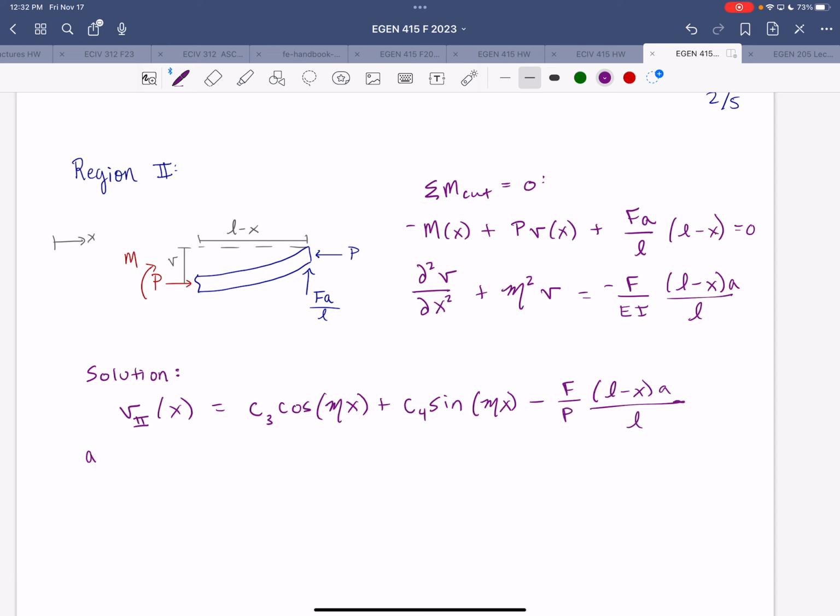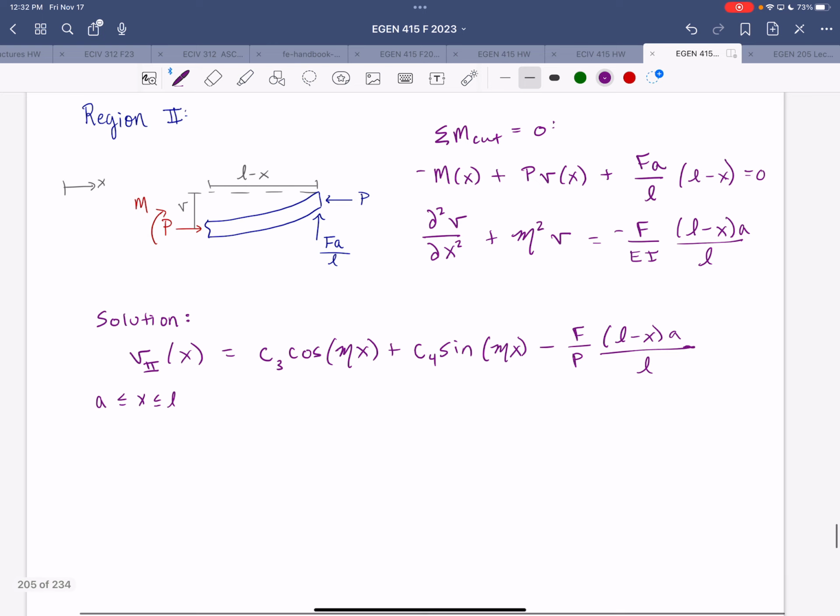And this solution is applicable for x between a and L. And so now we have two equations and four unknowns between those equations. The unknowns being the four constants, C1, C2, C3, and C4. So we're going to use boundary conditions to solve for those constants in terms of the applied loading and the associated geometry.